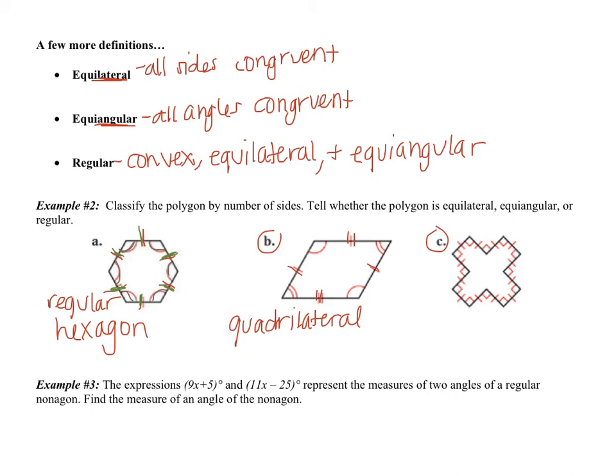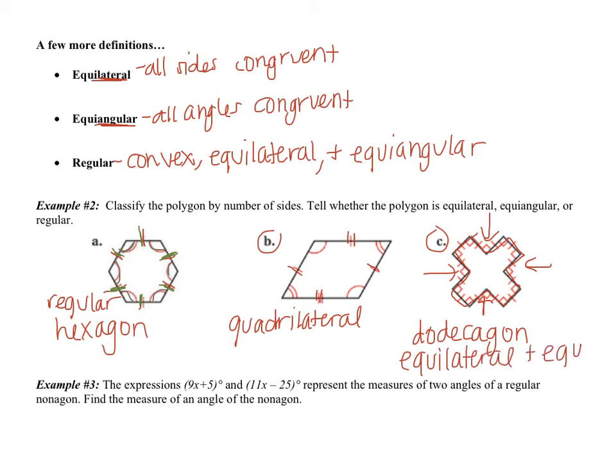Looking at C, we have 1, 2, 3, 4, 5, 6, 7, 8, 9, 10, 11, 12 sides. So that would make this a dodecagon. It's equilateral. Yes, it's equiangular. Yes, it is not convex though. We have these 4 parts right here that are caving in towards the center. This is not convex, so the figure cannot be regular. Therefore, it is equilateral and equiangular. Sorry, I ran out of room. So hopefully we got those 2 right.